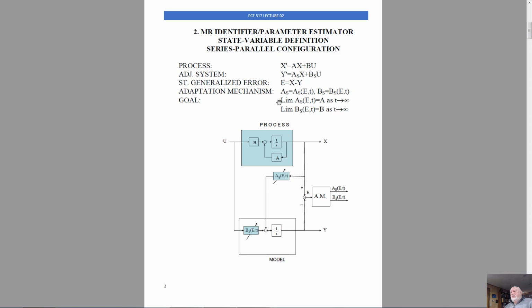And what we want to accomplish is this. We want the limit of adjustable matrix A to be equal to matrix A, and the limit of the adjustable matrix B to be equal to matrix B as time approaches infinity. So the main difference is right here in the equation for the adjustable system. The equation of the adjustable system does not utilize its own state vector. It utilizes the state vector of the reference model or of the controlled process.